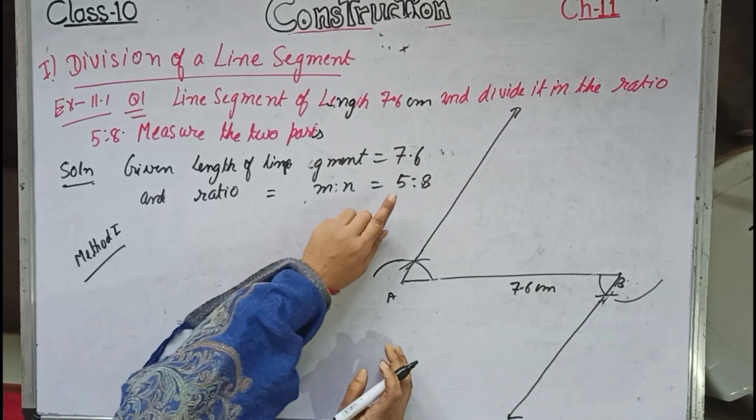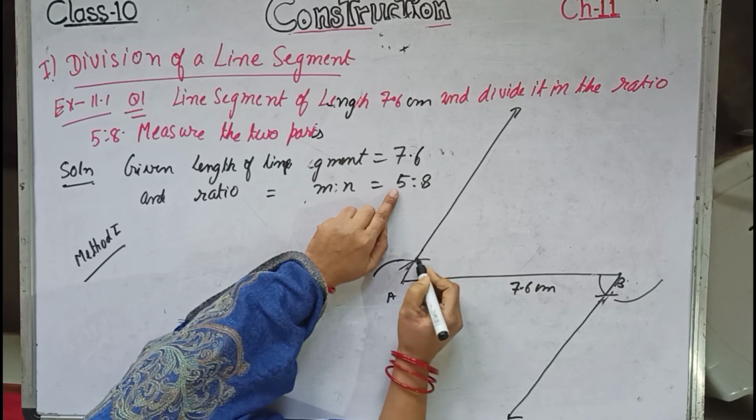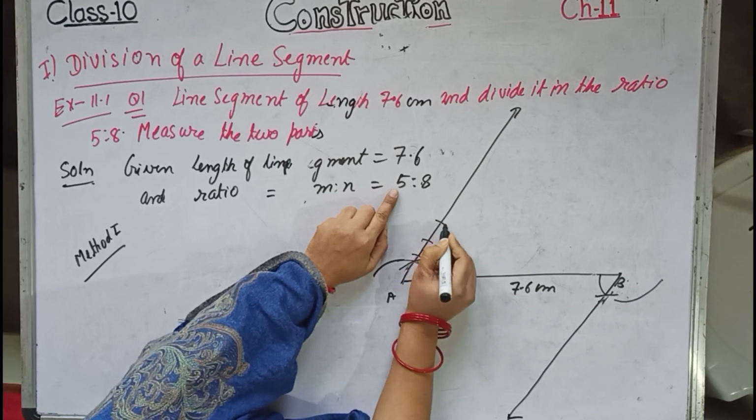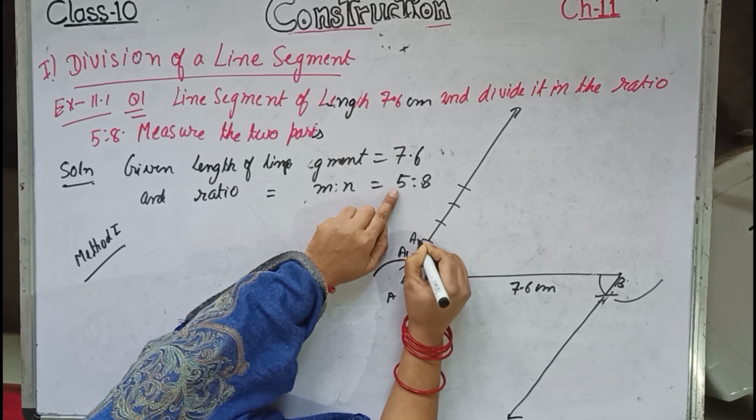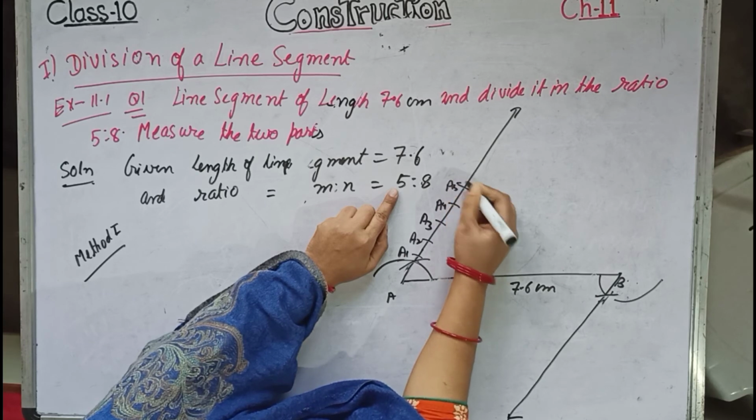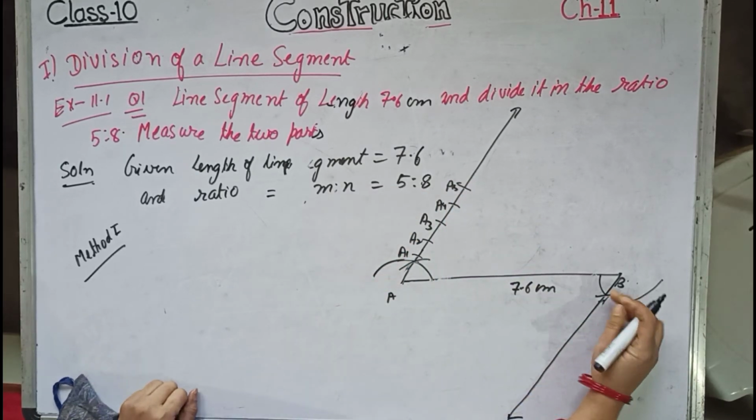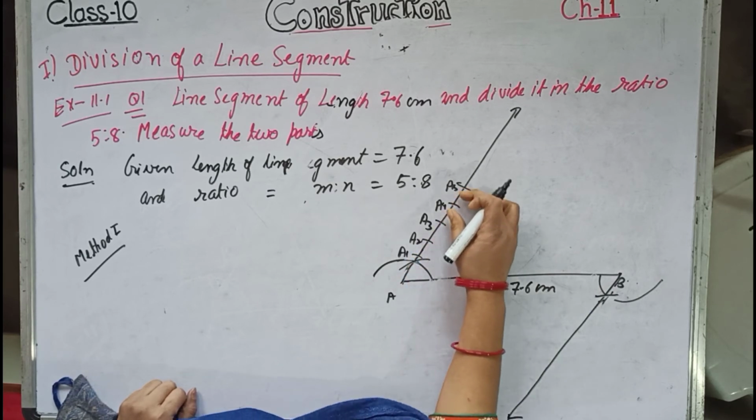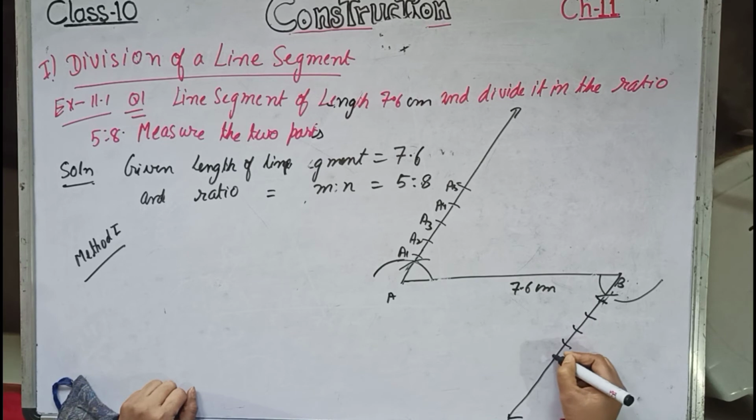Now the first ratio is 5, so cut 5 equally spaced arcs. So 1, 2, 3, 4, 5. Let us name them A1, A2, A3, A4 and A5. Here the next ratio is 8, so I will cut 8 equally spaced arcs, with the same spacing as I used over here. So 1, 2, 3, 4, 5, 6, 7, 8.